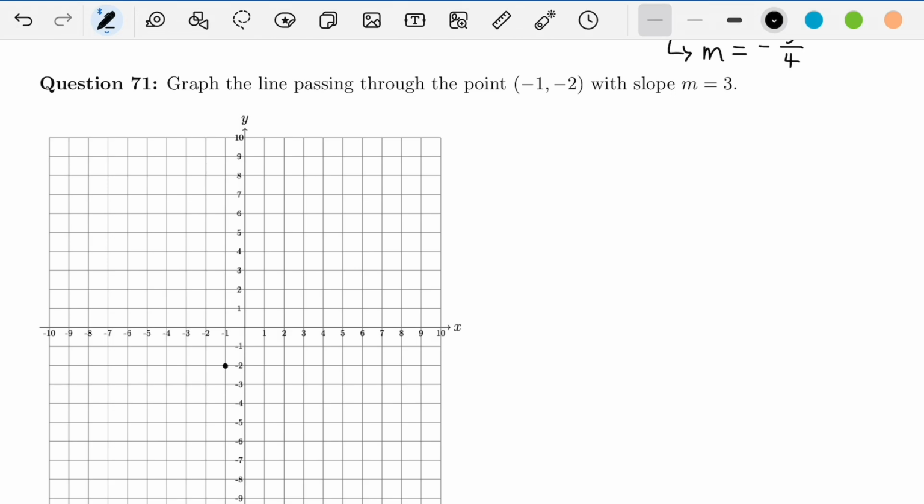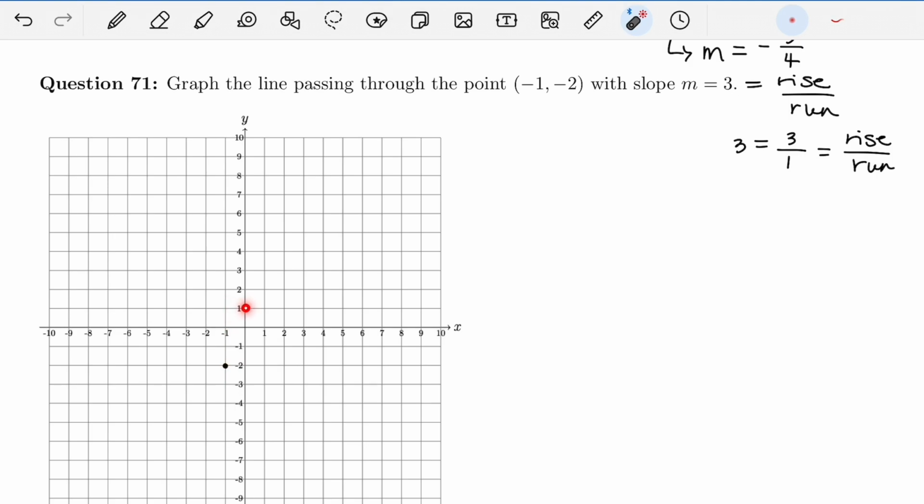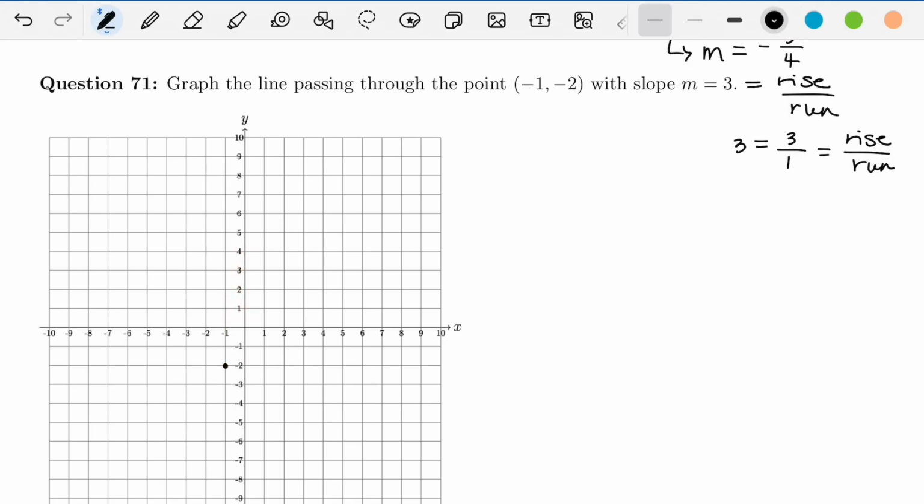All right, now we can plot some more points using this information here. This m is equal to 3. This is going to be our rise over our run. And this is not a fraction here, but remember, 3 is the same thing as 3 over 1. So in this case, our rise is going to be 3 and our run is going to be 1. So what I mean is, from this point, we're going to go up 3 over 1, up 3 over 1, and continue on in this fashion. So that's a point, that'll be a point, and this will be a point.